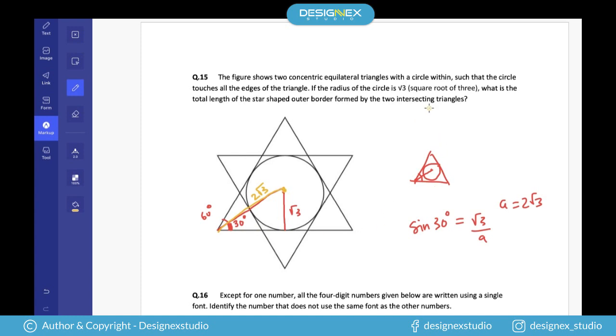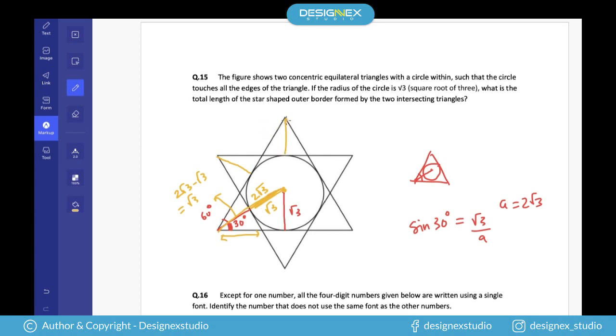So what you have to calculate? I have to calculate this distance. So this radius, how much is this radius? Radius is root 3. So how much would be the remaining part? 2 root 3 minus root 3, that is root 3. So this length is root 3.